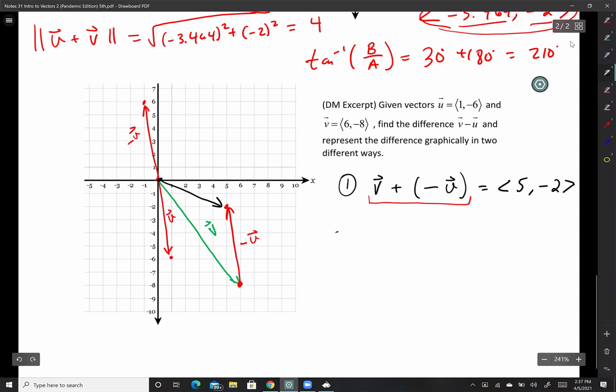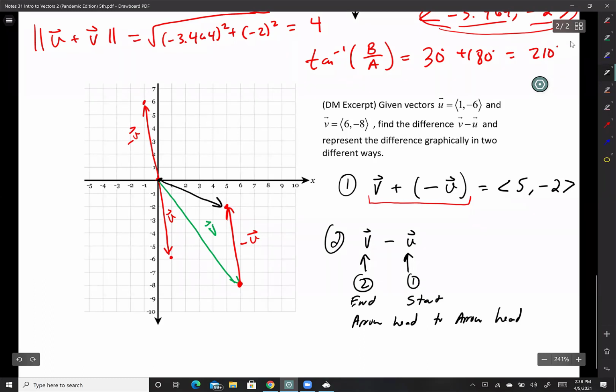So here's method 2. You just flat out subtract. So here's what you do, guys. Start here. I'm gonna put number 1. Start, and then go to number 2. End. Arrowhead to arrowhead.